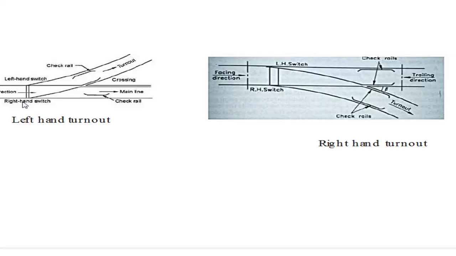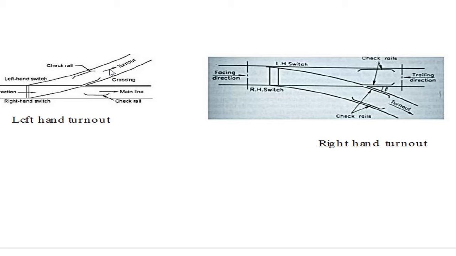Now what you can see is a left hand turnout and a right hand turnout. So what is a left hand turnout? If a train from the main track is directed to the left of the main route in the facing direction, then the diversion is known as left hand turnout. You can see over here, this is the facing direction, which means you will have the first switch, then you will have the crossing. Now, if this is the condition and the train is getting diverted to the left, then this is known as left hand turnout.